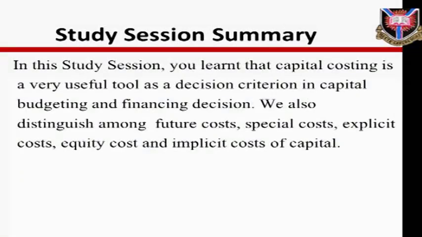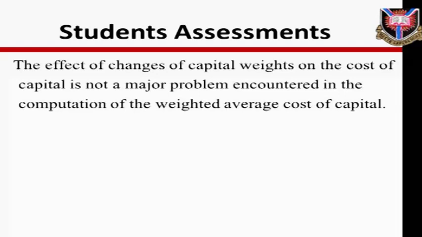Summary. In this study session, you learned that capital costing is a very useful tool as a decision criterion in capital budgeting and financing decisions. It is the minimum rate of return required on an investment project. We can distinguish between future costs, special costs, explicit costs, and implicit costs of capital. The cost of debt capital already issued is the internal rate of return, which equates the current market price with the discounted future cash flow.